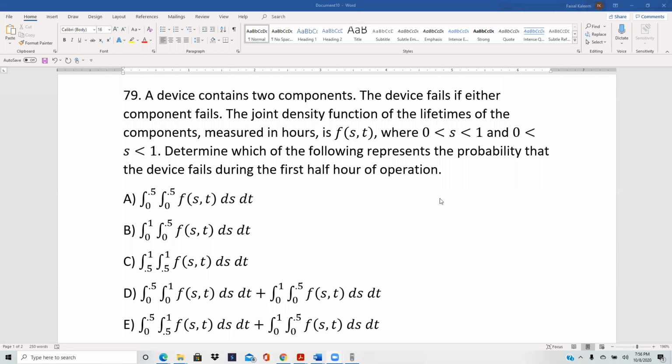A device contains two components. It fails if either component fails. The joint density function of the lifetimes of the components is f of s, t, where s is between 0 and 1, and t is between 0 and 1. So this should be a t.